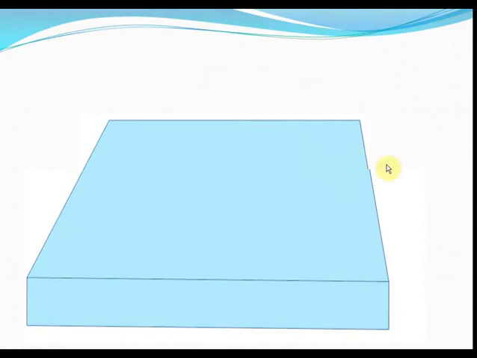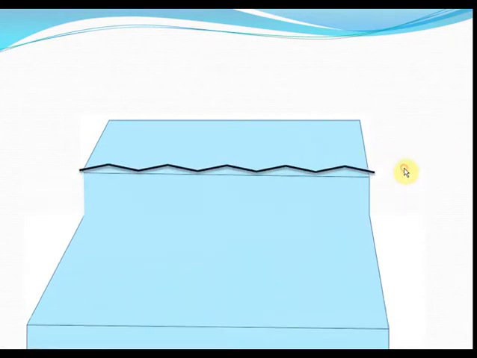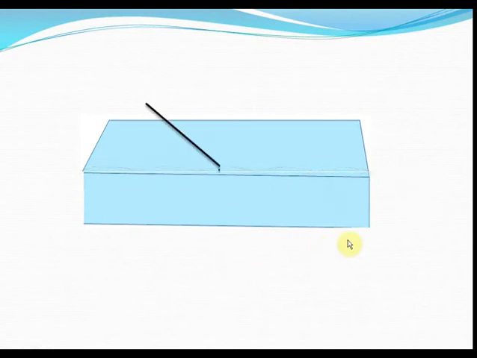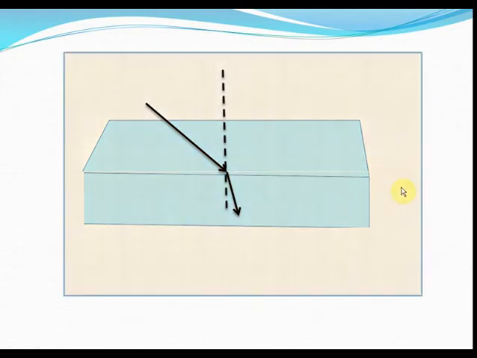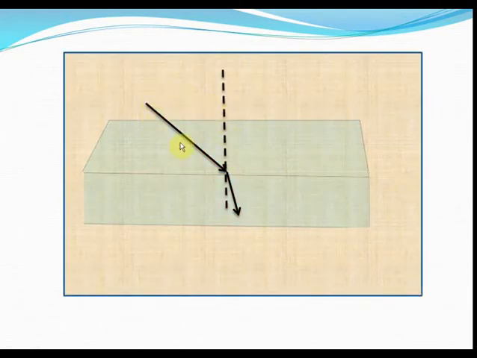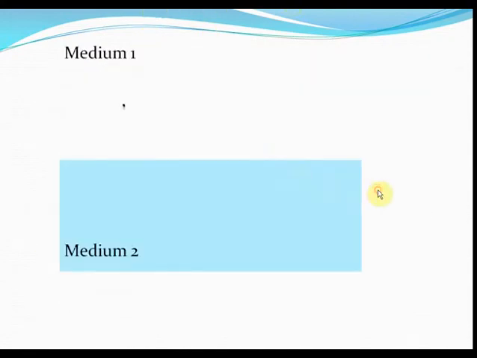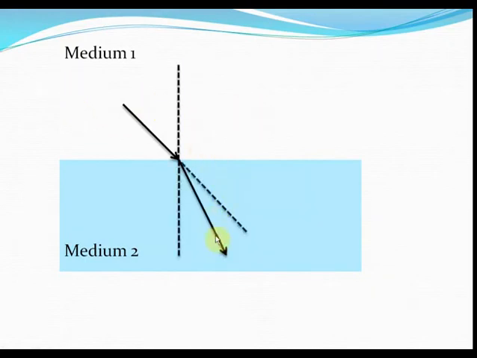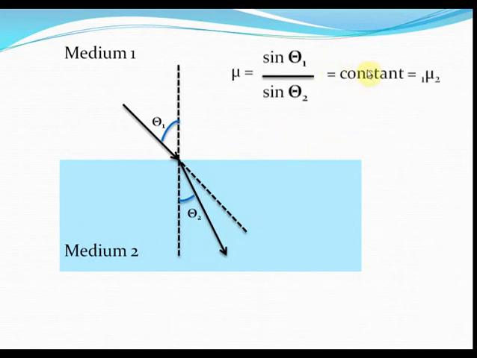Let's consider this glass slab. Now, when a light ray strikes this glass slab, it gets refracted like this. The first law of refraction states that the incident ray, the refracted ray, and the normal at the point of contact, all of them lie in this same plane. This is very important. The second law of refraction says that if the incident ray is striking like this and the refracted ray is passing through the second medium like this, then the angles θ1 and θ2 will be such that sine θ1 by sine θ2 will be constant for a given pair of mediums.